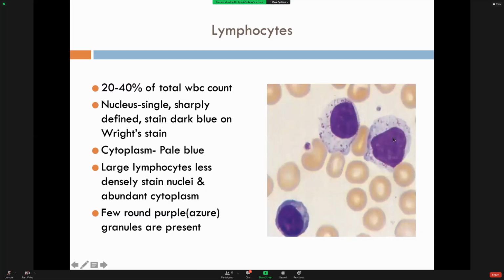This is how a lymphocyte looks like. Usually it's central. The lymphocyte cytoplasm is usually dark and smaller than the nucleus. It's around 20 to 40% of total white blood cells. Cytoplasm is pale blue. Large lymphocytes have less densely stained nucleoli with abundant cytoplasm. A few round purple azure granules are present. Here the azure granules are present. Other things we have to consider regarding lymphocytes. You can see it. This is a lymphocyte.